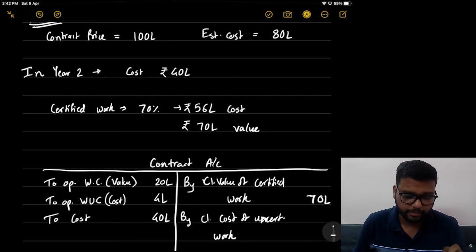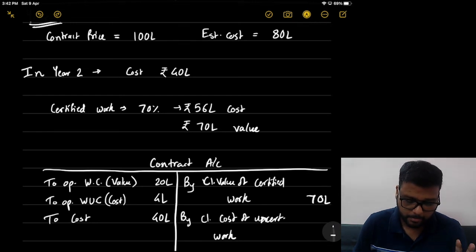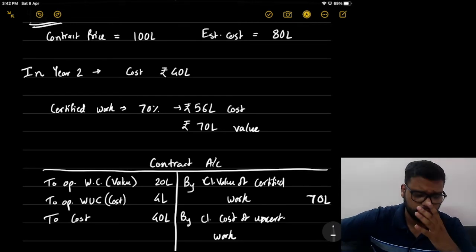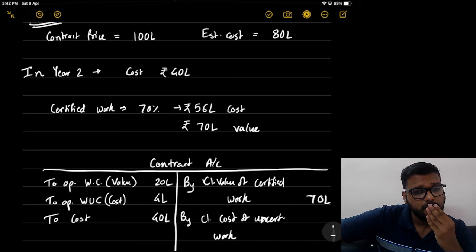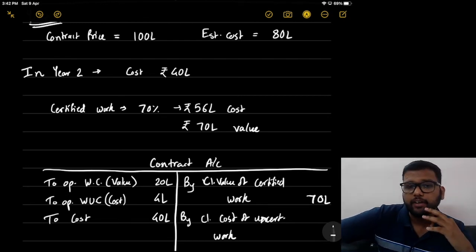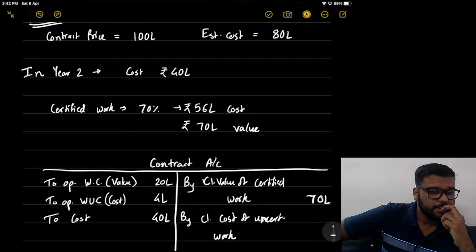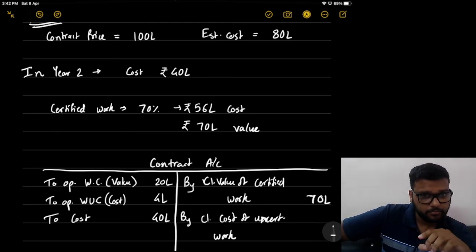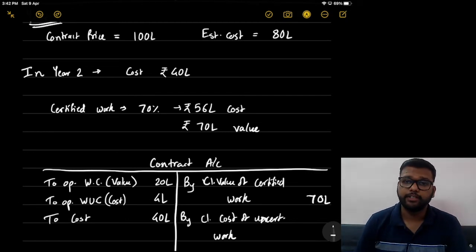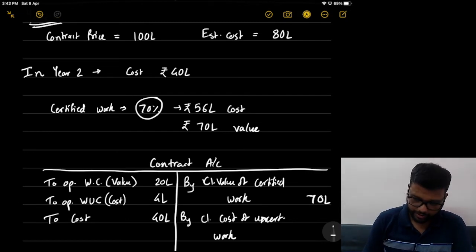Sir, the cost now is 40 lakhs, isn't it? Cost of this year is 40 lakhs, so 70% of that is certified. 70% of total is certified, right? Yes, correct. Understand, this is total at the end, or cumulative.